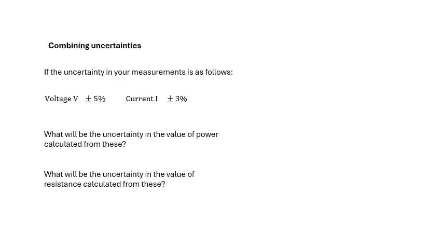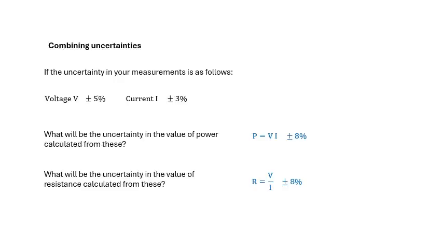Combining uncertainties, this is very, very important. Okay, this will 100% come up. If your voltage is plus or minus 5%, if your current is plus or minus 3%, then the power, P equals VI, what will the uncertainty be? The resistance, R equals V divided by I, what will the uncertainty be? And you should know by now that it is, there you go. So for the power, 8%.